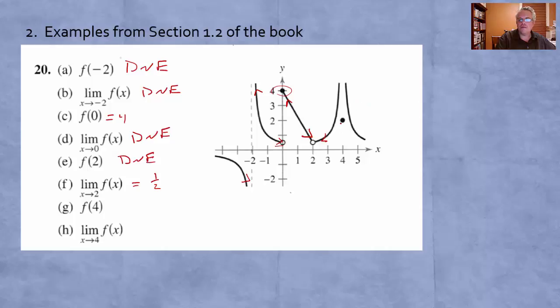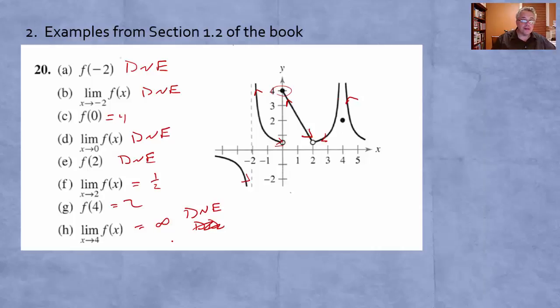Finally, at f of 4, this is the actual value of the function. It's 2. But the limit doesn't exist. As we approach 4 from the left and from the right, it's positive infinity, which again is not a number. The limit does not exist.